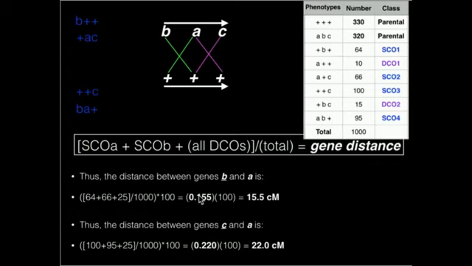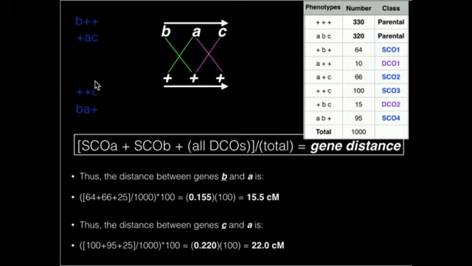Again, just like in the case of this up here, keep this number in mind. We're going to use it to calculate what's called the coefficient of coincidence. But to get the correct units for reporting, I have to multiply it by 100, and I get 22 centimorgans. Okay? This is the map distance between C and A.